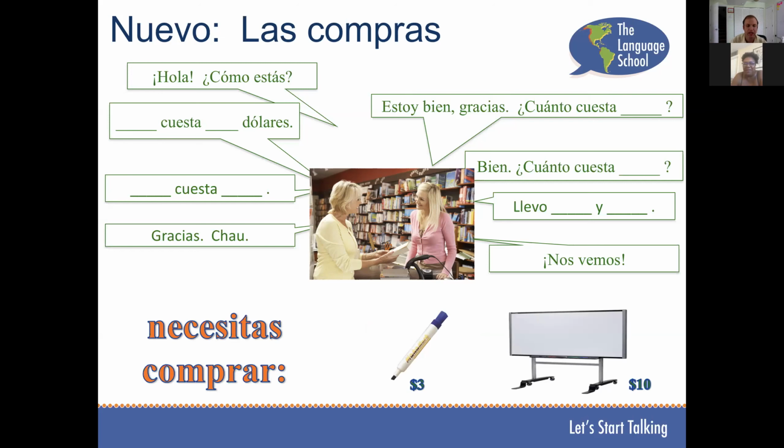Okay. Ahora, tú necesitas comprar el marcador y la pizarra. Hola, ¿cómo estás? Estoy bien. ¿Cuánto cuesta el marcador? El marcador cuesta $3. Bien. ¿Cuánto cuesta la pizarra? La pizarra cuesta $10. Llevo el marcador y la pizarra. Gracias, chao. Nos vemos.